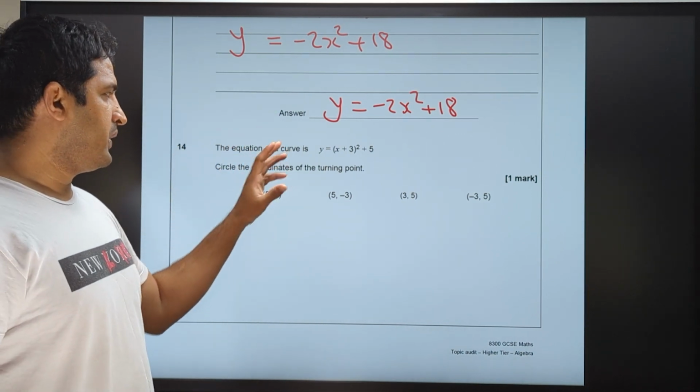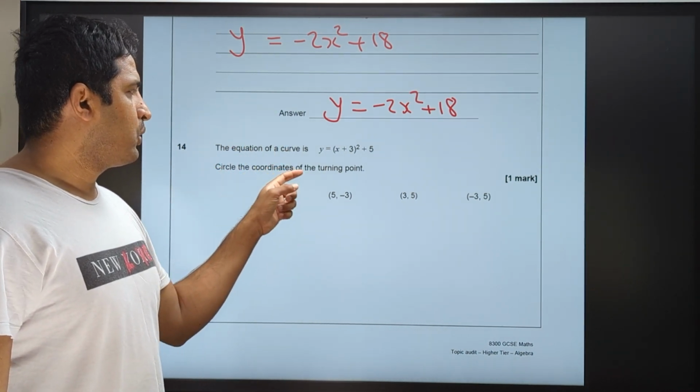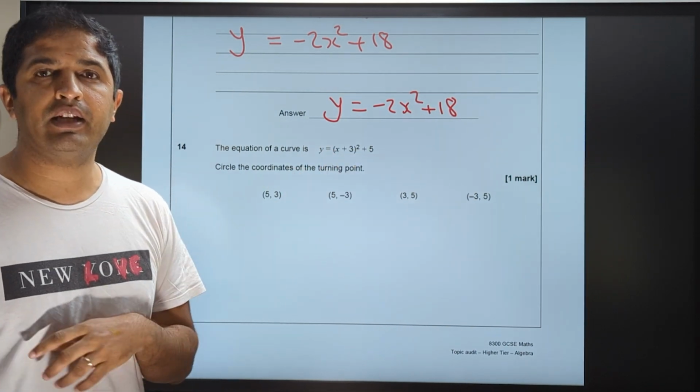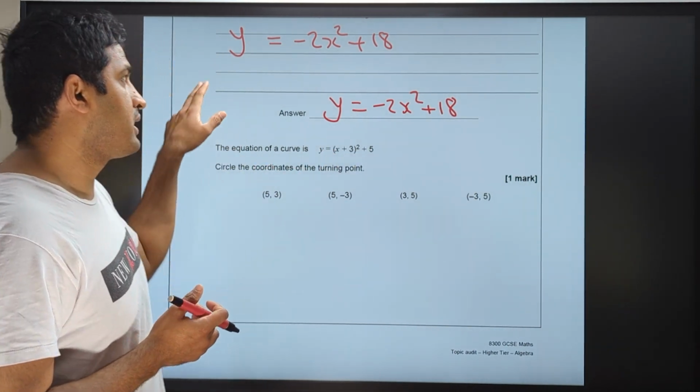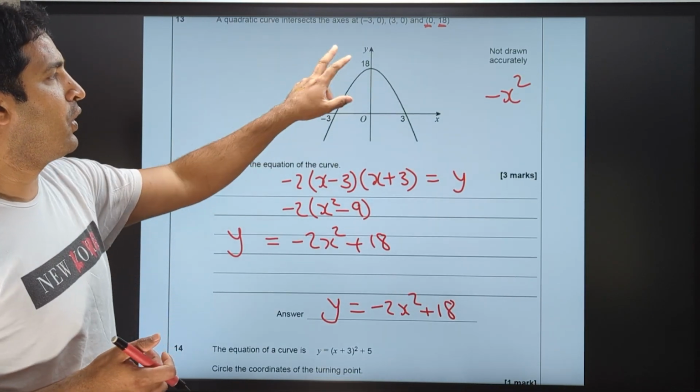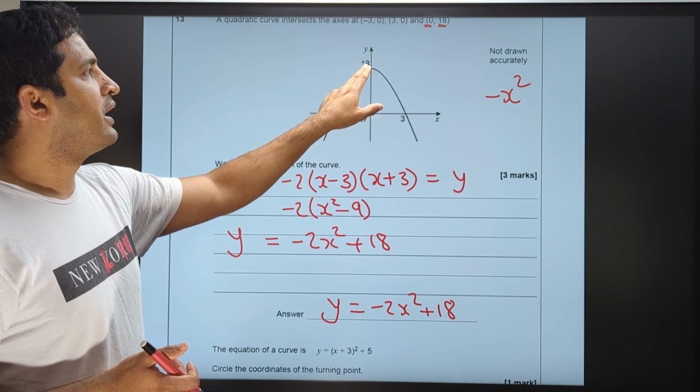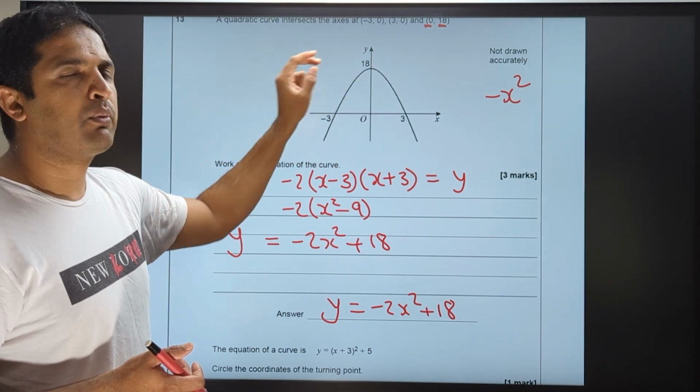Another to do with the curve. Circle the coordinates of the turning point. So the turning point here, if this is already completed square, if you know the completed square, then we can work out that turning point easily.